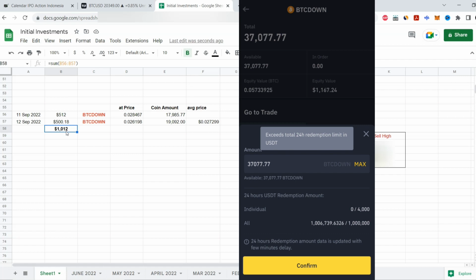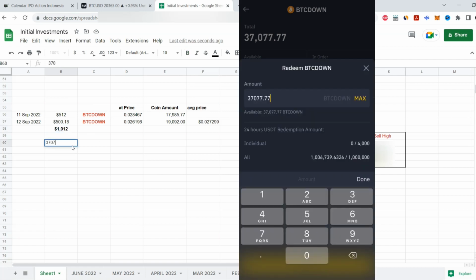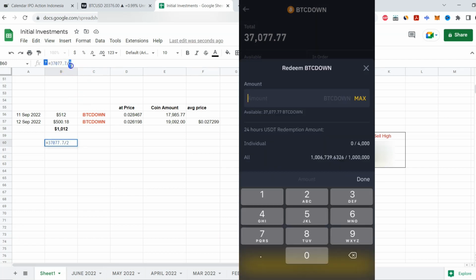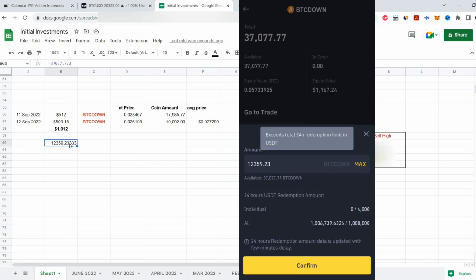Let me try to redeem half of it. 37077, let's divide by 2, is 18538.85. Okay, let's confirm. Okay, still cannot. Let's divide by 3. 12359. Okay, so this is okay. I still cannot do it because I exceeded my redemption limit, because yesterday I just redeemed money from dual investment.